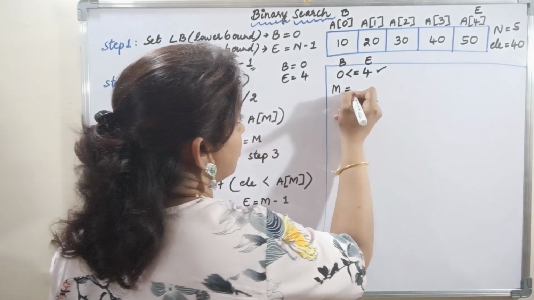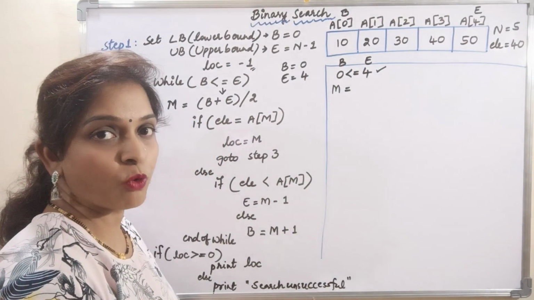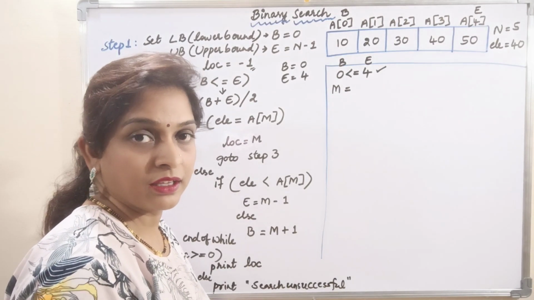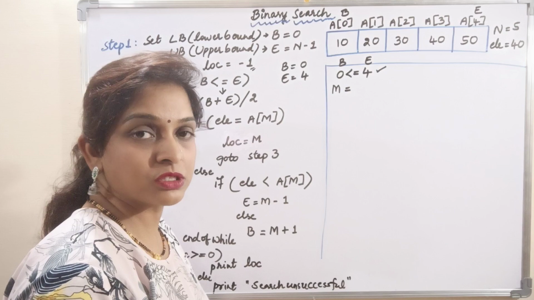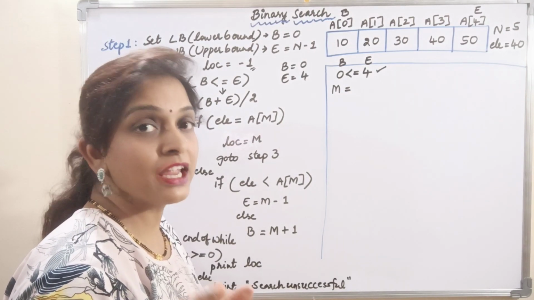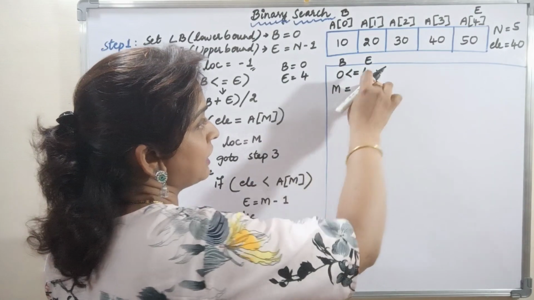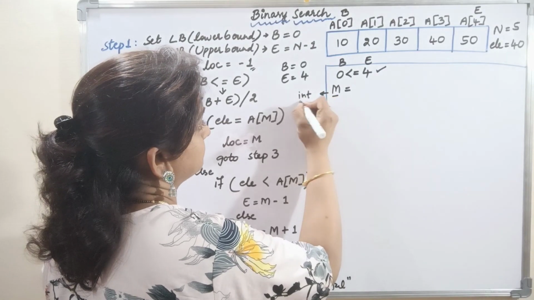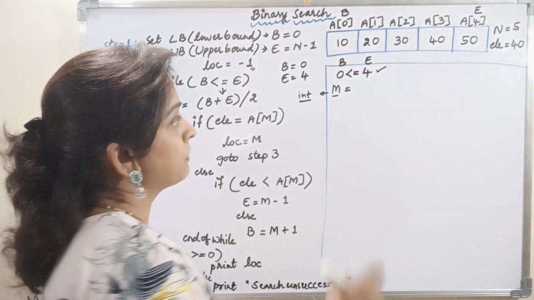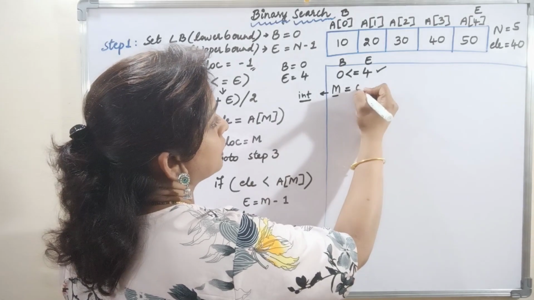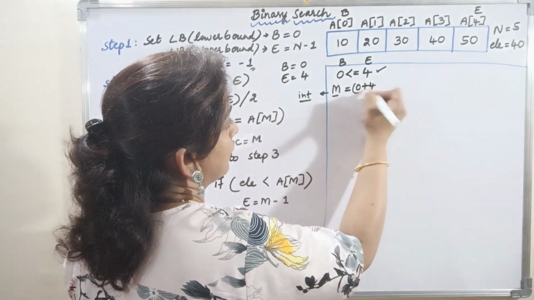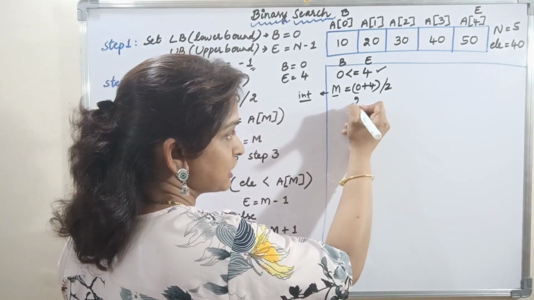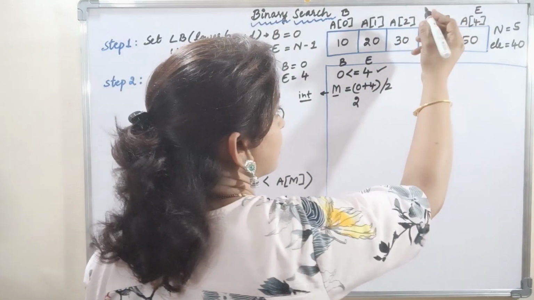So I say mid equal to beginning plus ending, 0 plus 4 divided by 2, and the mid position, and you all know the index should be always in the integer type. So index values cannot be floating type, it should be integer type. So this mid position should be of integer type. So 0 plus 4 divided by 2, which is 4 divided by 2, the answer is 2. So the mid position here is 2.